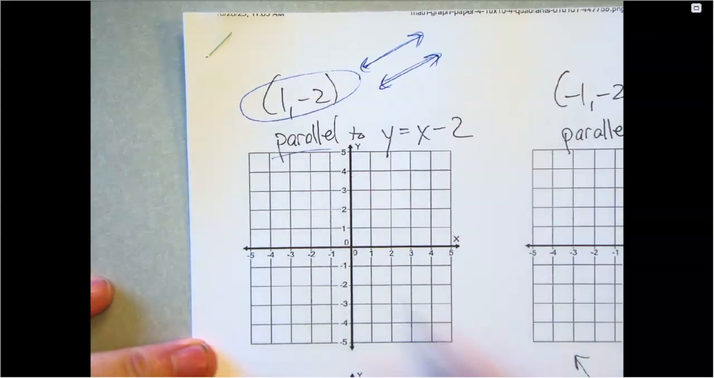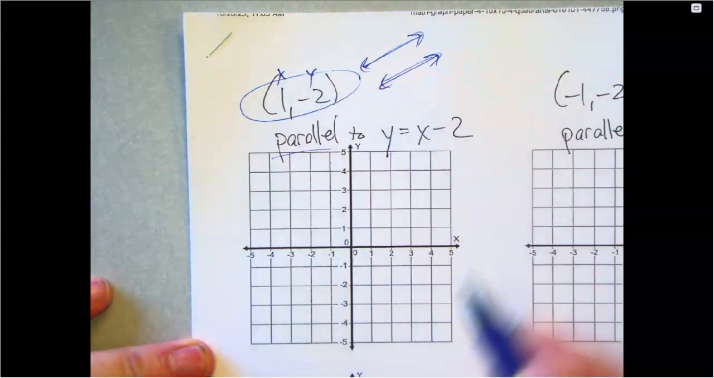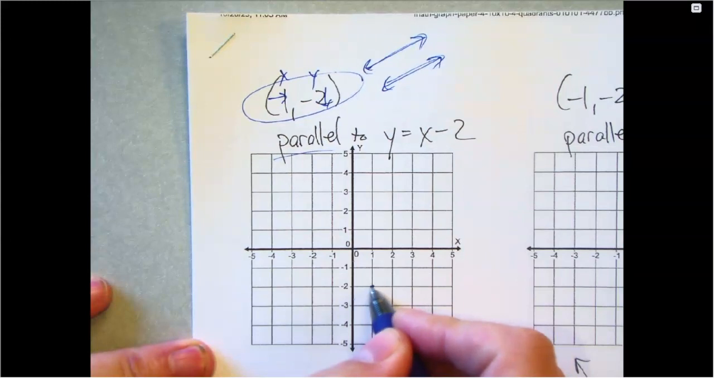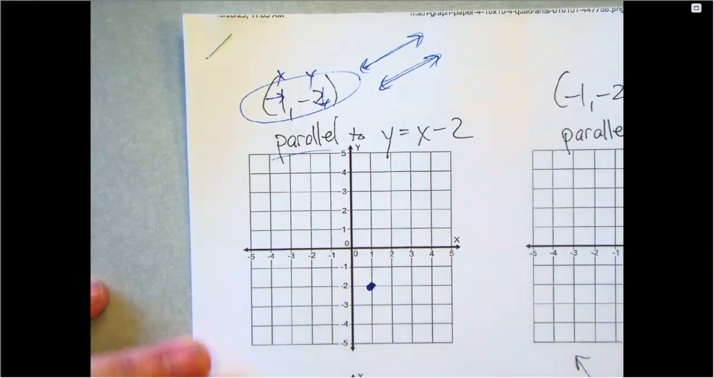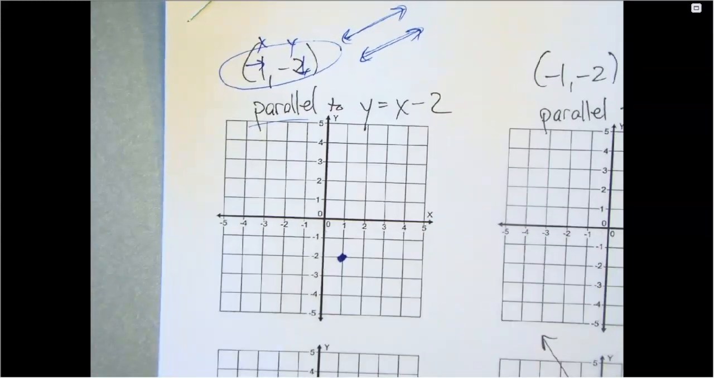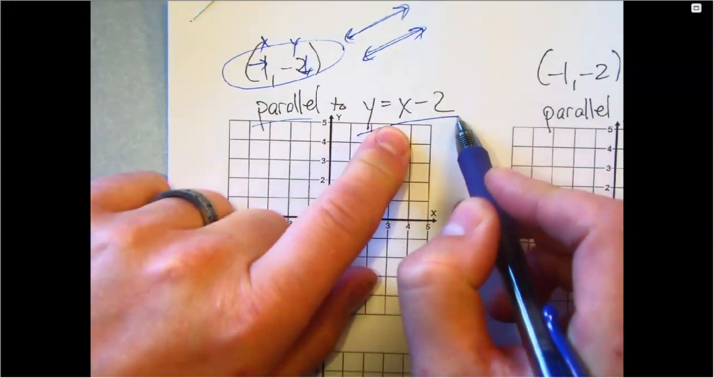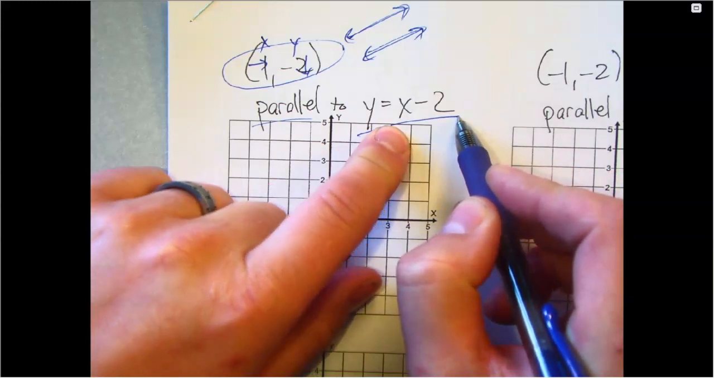So what you want is to graph that point. Remember that's x comma y. So 1 to the right and 2 down. I'll have a point right there. So your job on every problem on here is write the equation. Every one of these, write the equation. So then I know it's parallel to this, which means it has the same slope as this. Which means I need to know what the slope of this is.